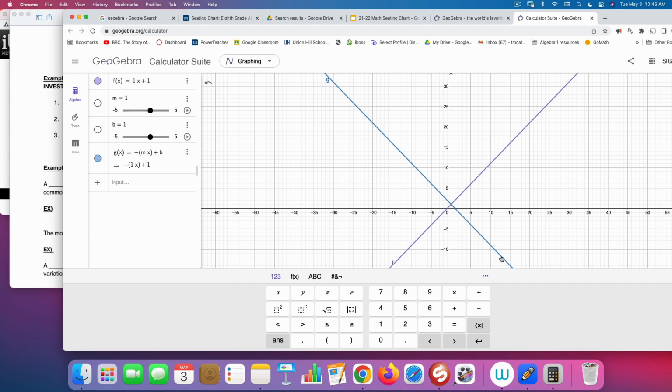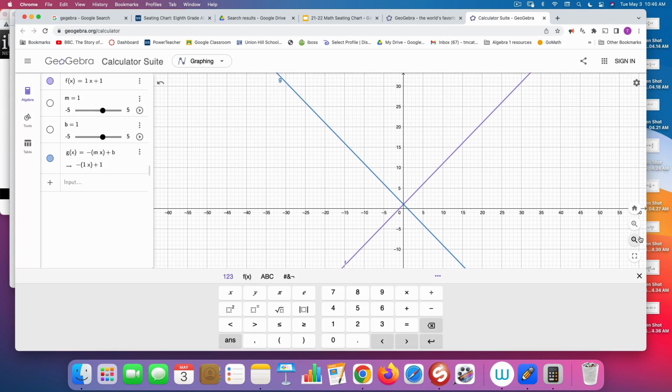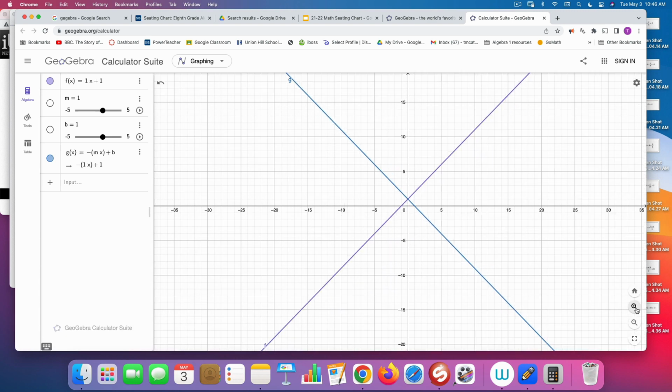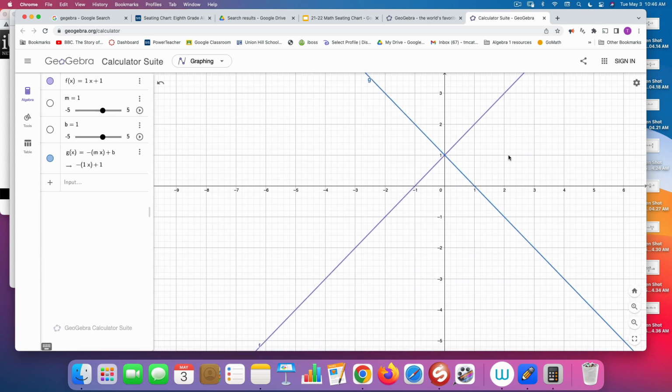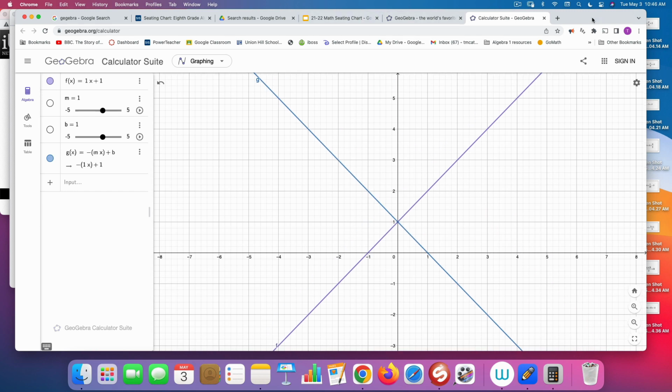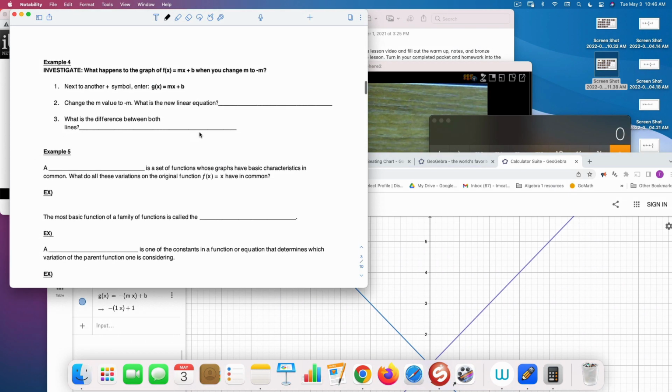Okay, what's the difference between blue and purple, Bell? They both have the same level of steepness, but they're facing which direction? Yeah, they're facing different directions, so this is showing the difference between a positive and a negative slope. Example 4, when you change the m value to negative, the new linear equation looks like this. F of x equals negative x plus 1. The difference is they're going in different directions.